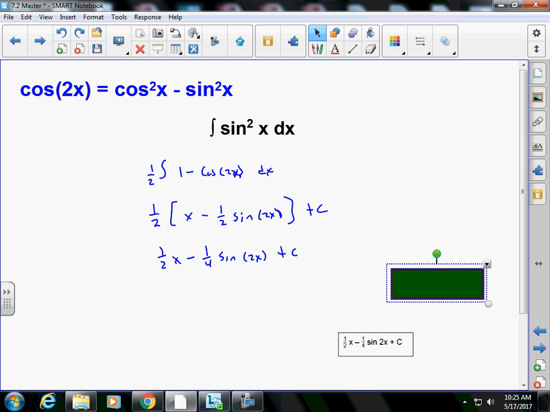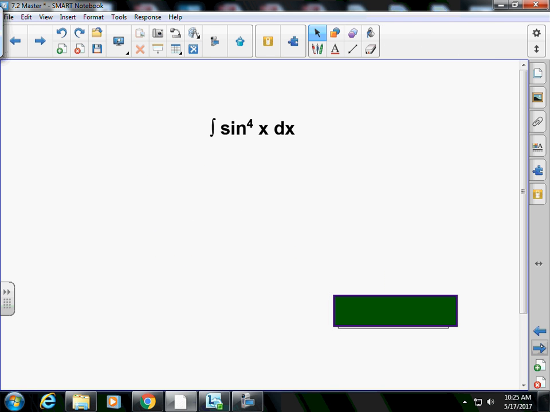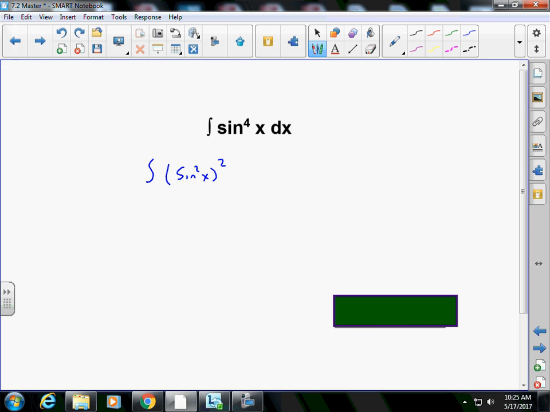I just have to figure out how to handle this, what I'm going to manipulate. Sine to the 4th x. Well, I can rewrite that again using the rules I have as sine squared x being squared dx. And some people will just write this instead because it's easier for them: sine squared x times sine squared x dx. It doesn't matter. You're going to get the same answer.